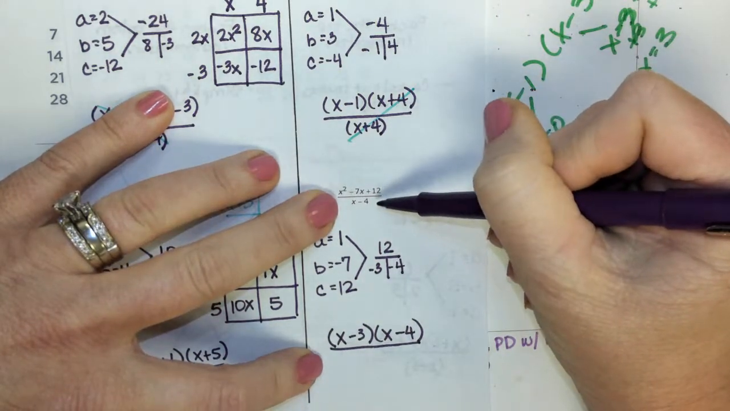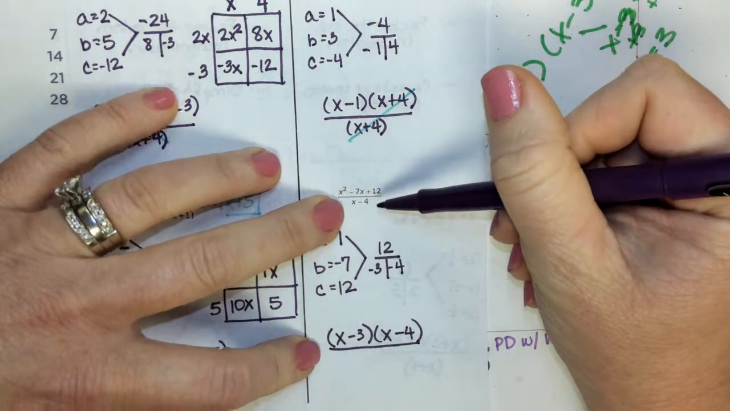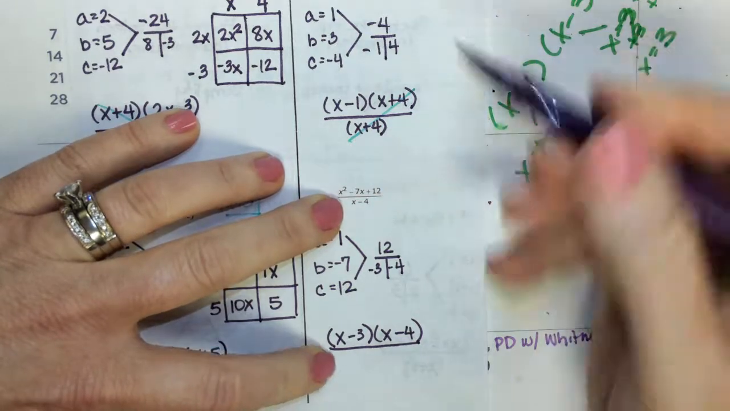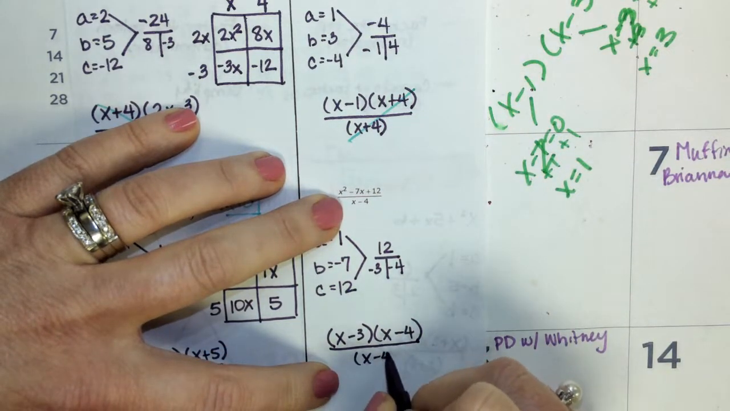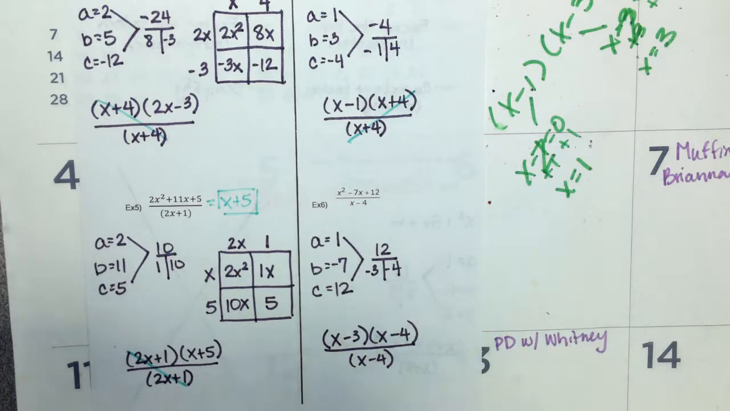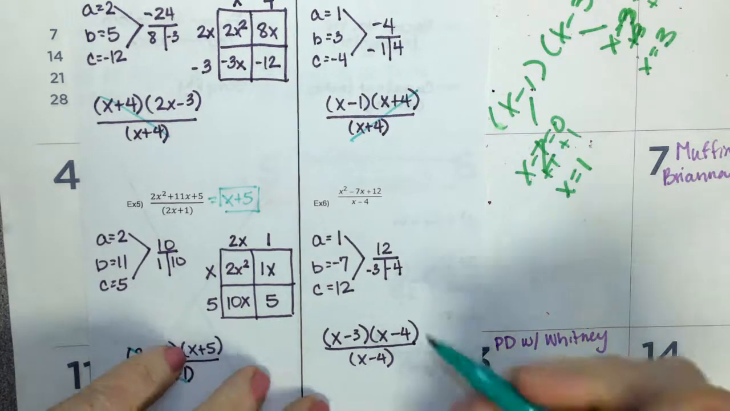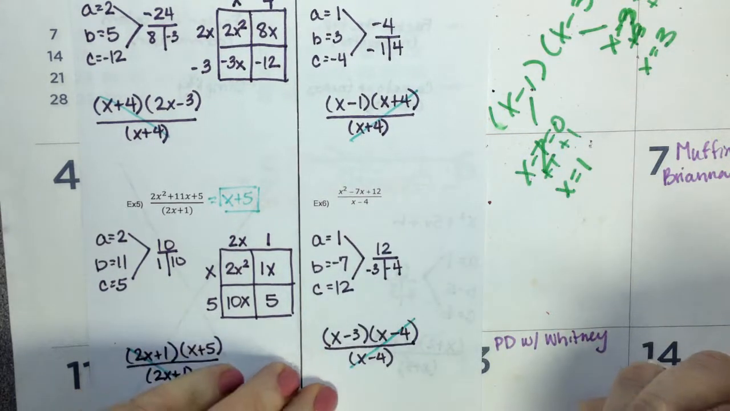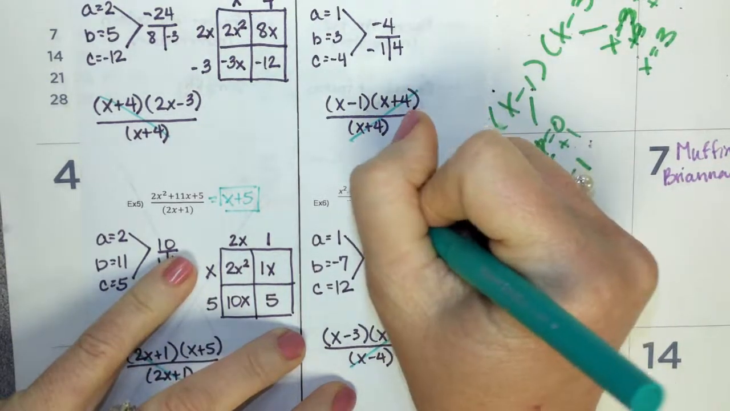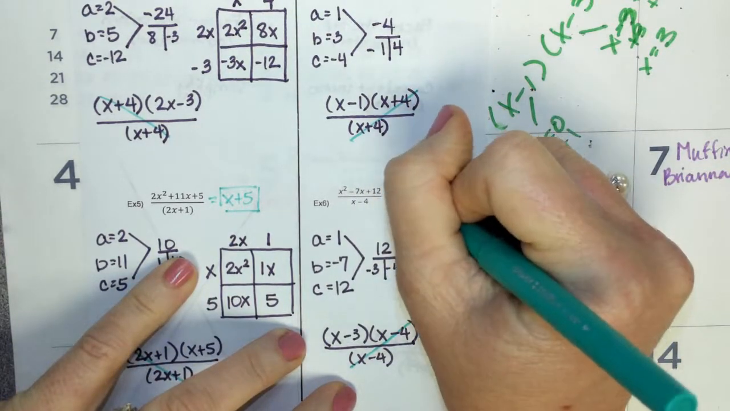So step 2, we factor the bottom, but we factor it as far as it can go. So we'll just rewrite it as x minus 4 on the bottom here. Now step 3 would be to cross out our factors. So we can cross out x minus 4 from the top and bottom. So that means our solution would be x minus 3.